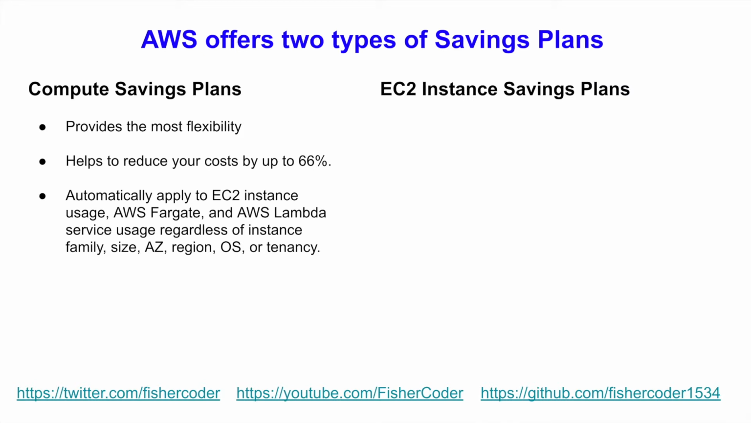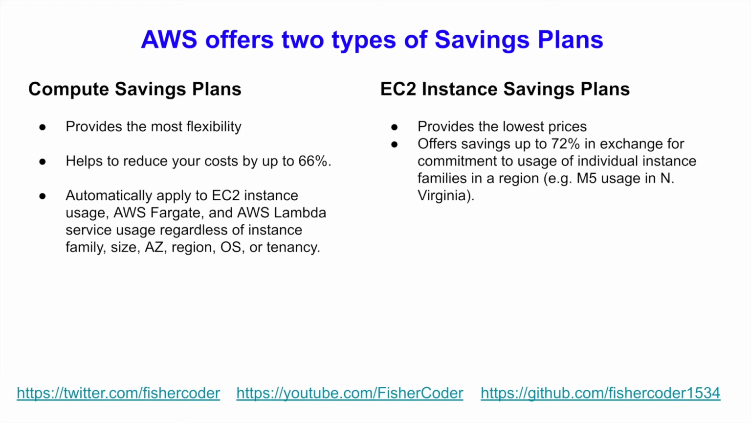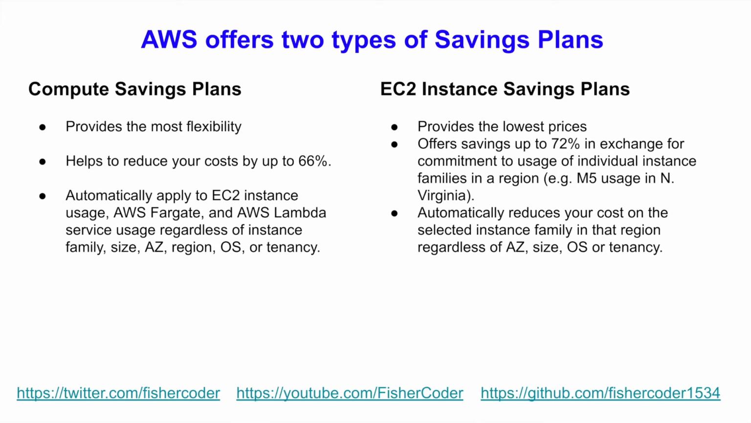The second flavor is EC2 Instance Savings Plan. This one provides the lowest prices. It offers savings up to 72%, just like standard reserved instances. This one applies to a specific instance family within a region and provides the largest discount. It automatically reduces your cost on the selected instance family in that region, regardless of availability zone, size, operating system, or tenancy.